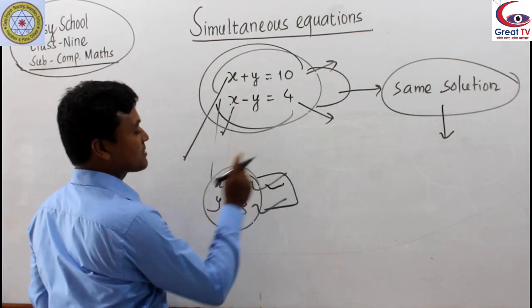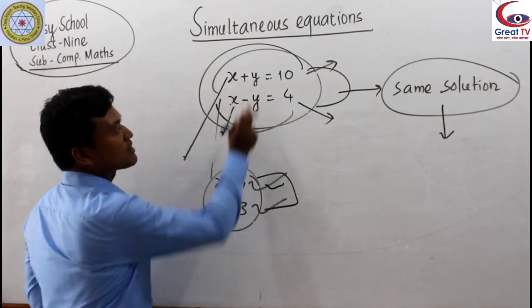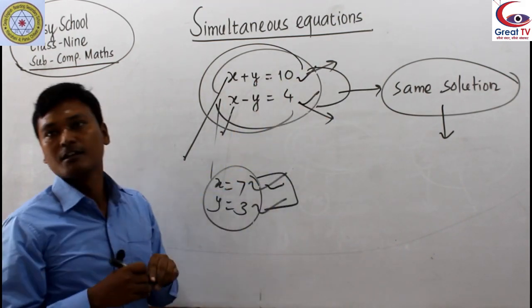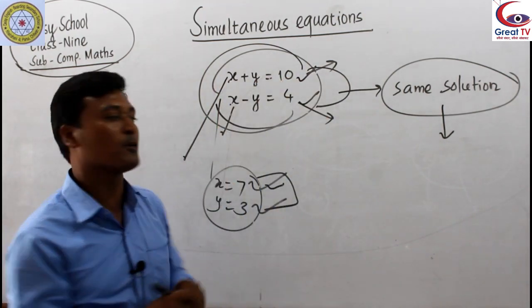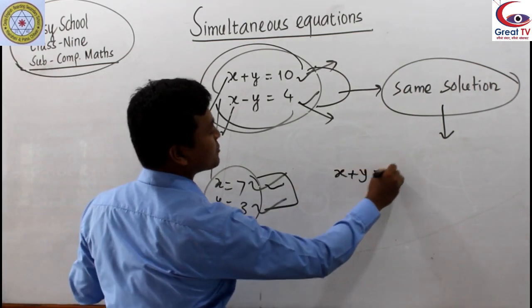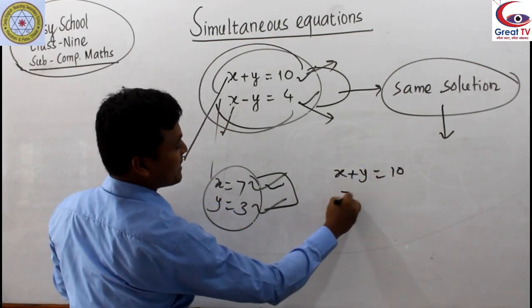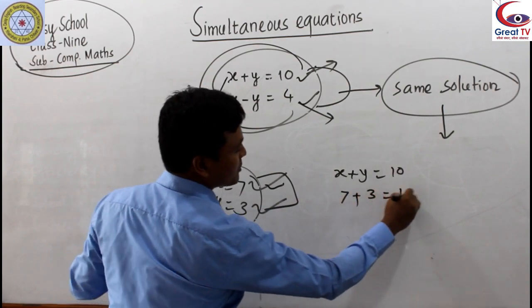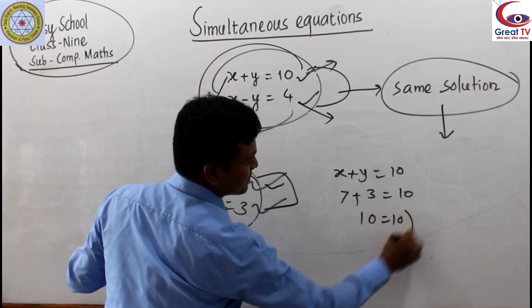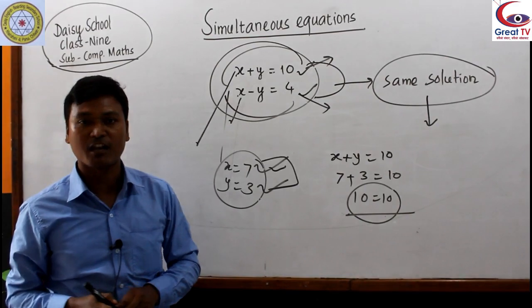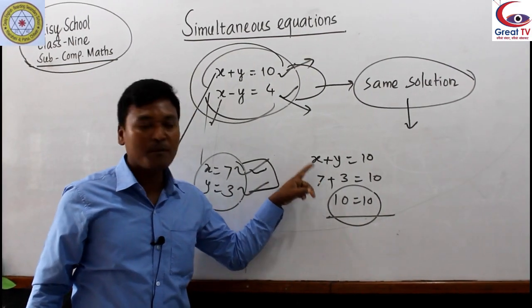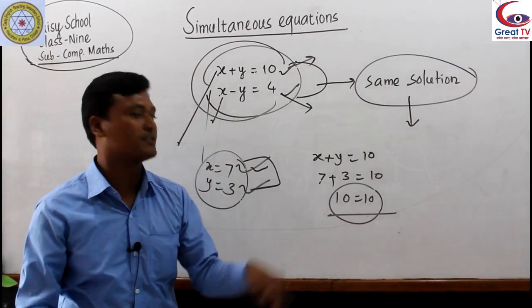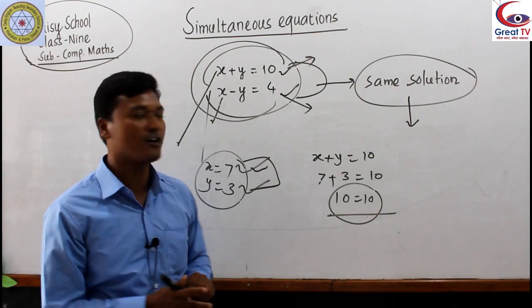If we put the value of x = 7 and y = 3 in both equations, both sides should be equal. So in the first, x + y = 10: the x value we have guessed, 7, plus the y value we have guessed, 3, equals 10. 10 equals 10. We got both sides equal. Let me see: 7 as the value of x and 3 as the value of y satisfied the first equation.